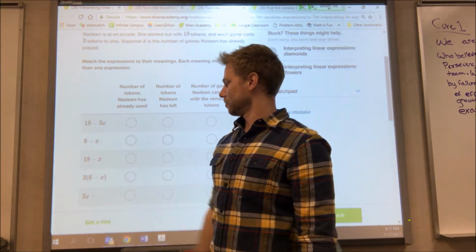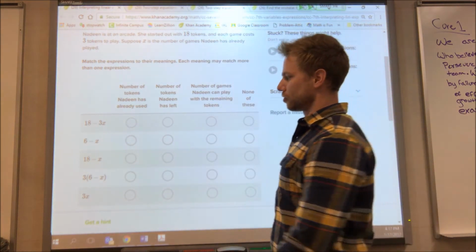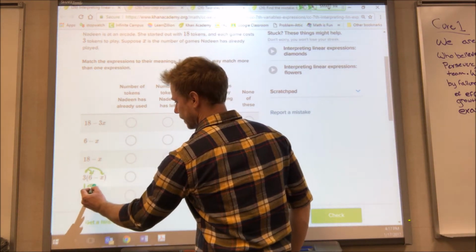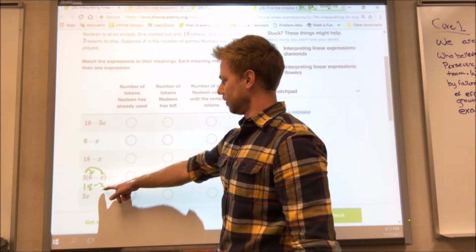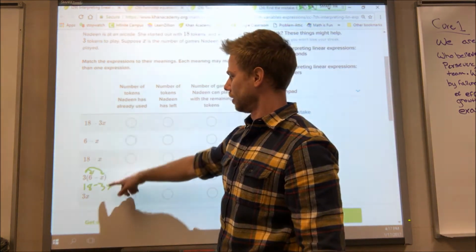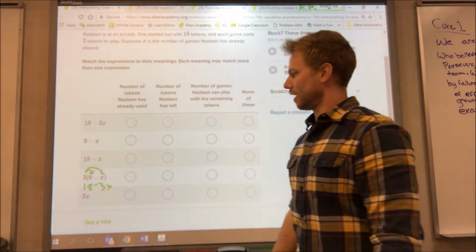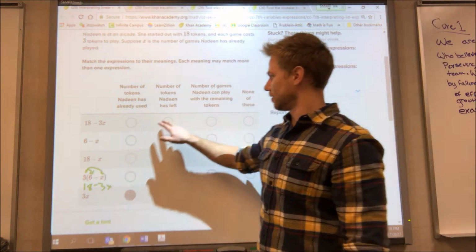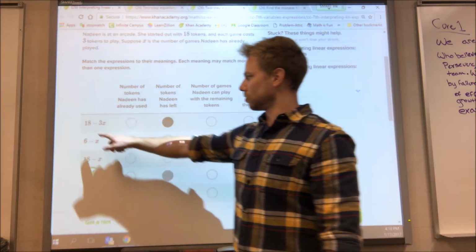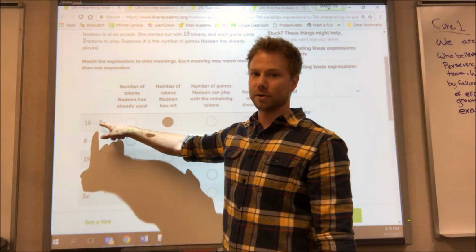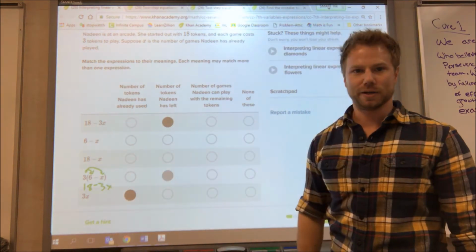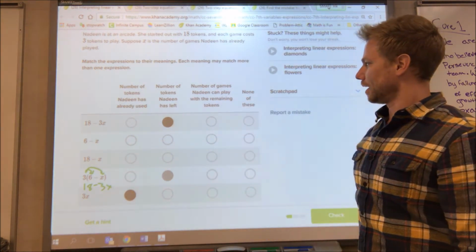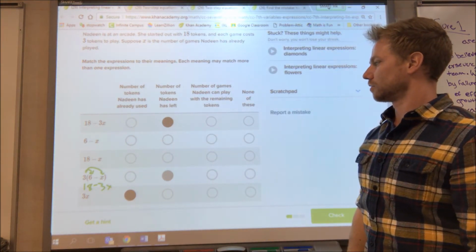6 minus x times 3. Now if we distribute, that gives us 18 minus 3x. That gives us the same thing as the first one, which was the number of tokens she has left. Because even though they're written differently, they're actually exactly the same. Because if you take the total number of tokens minus the number you've used, that's going to be how many you have left.